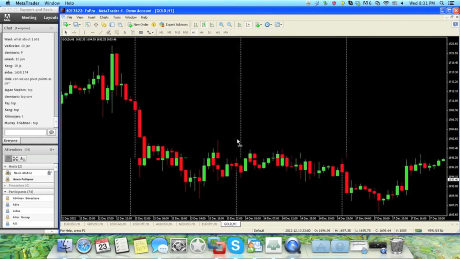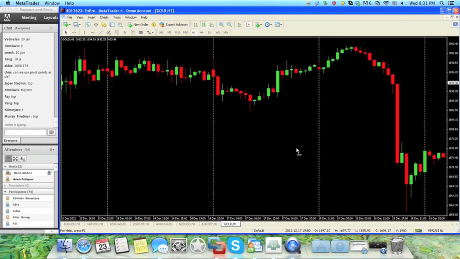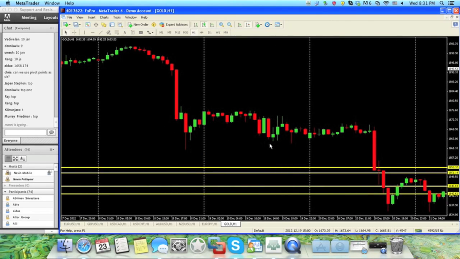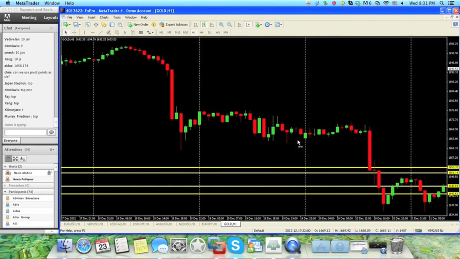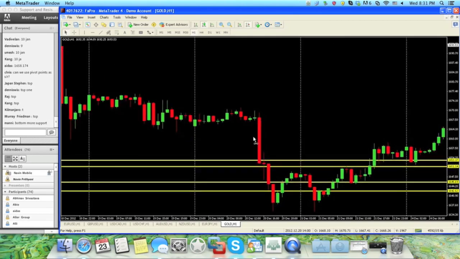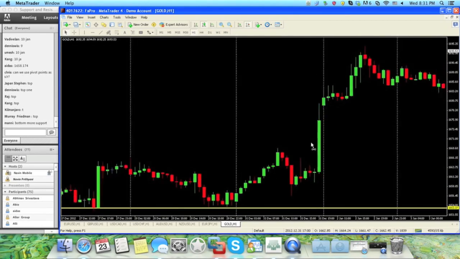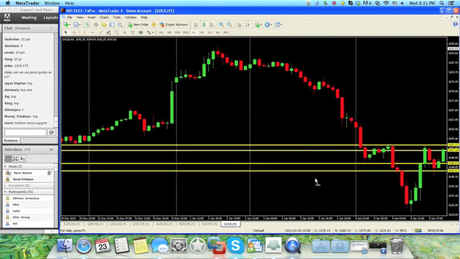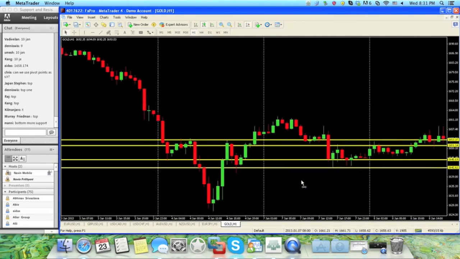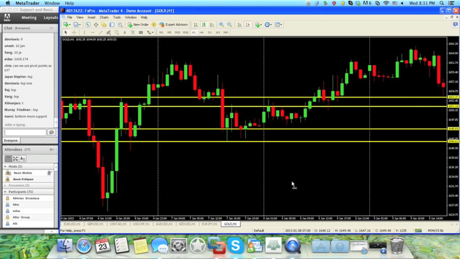Can we use pivot points as support resistance? Chris, yes, you can. However, with pivot points, you will have a small variation. Okay, we were on the 9th of January. So we're going to go with the top one, as most of you like the top one, and we'll take it from there.